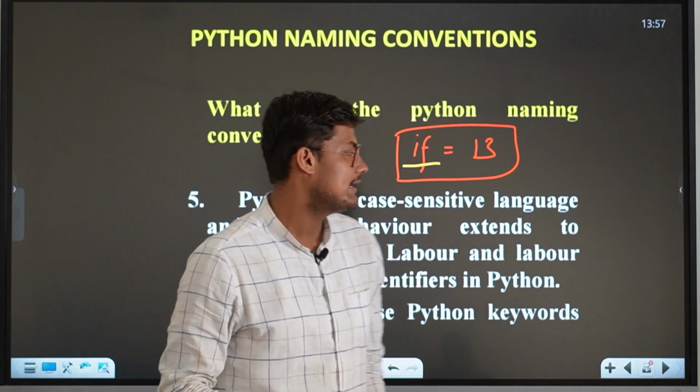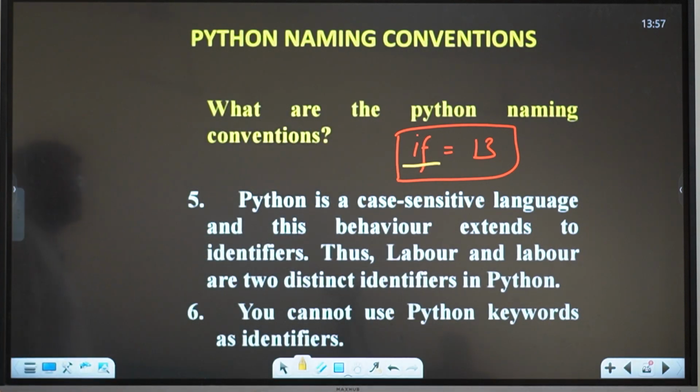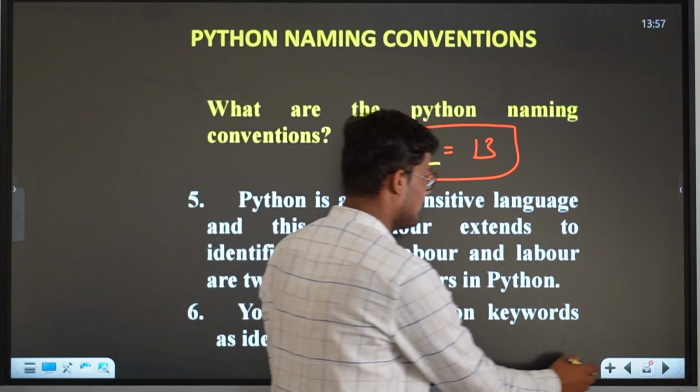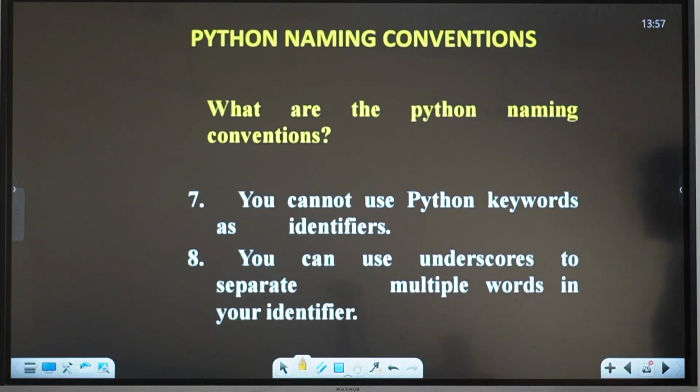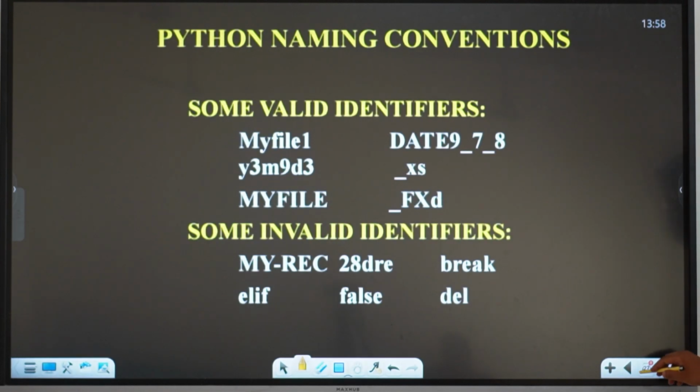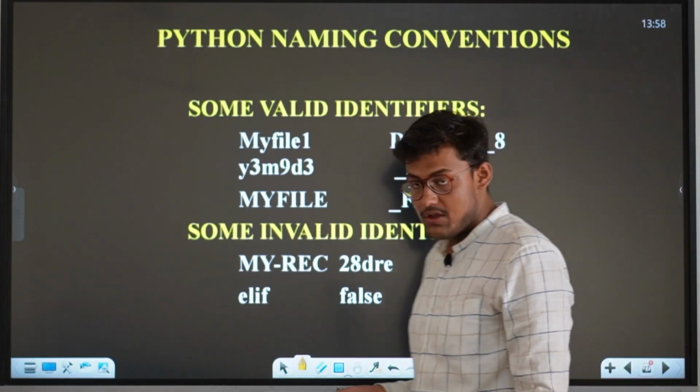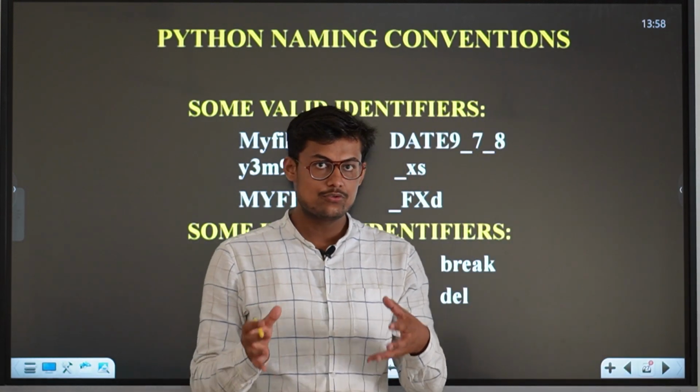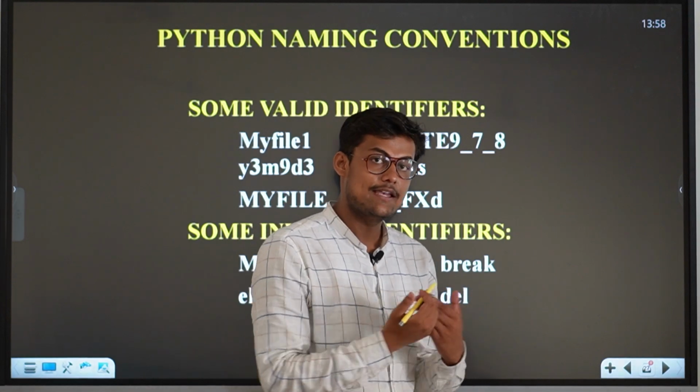So, as we can understand, Python is a case sensitive language, this is completed. And next point, we cannot use Python keywords as an identifier. We have studied that. You can use underscores to separate multiple words in your identifiers. Suppose we want to write student's name as a variable name.